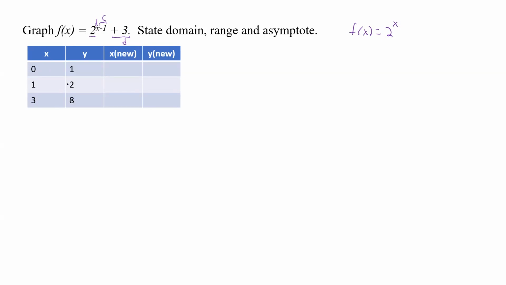So I'm going to start with our base parent graph. And then I'm going to add in what we have here. So if I have the c going -1 here, that's going to be moving right 1. And so if I take the x and move right 1, well, I start at 0, now I'm at 1. If I start at 1 and move right 1, I'm at 2. And if I start at 3, move right 1, I'm at 4. So that's how I got my new x points.